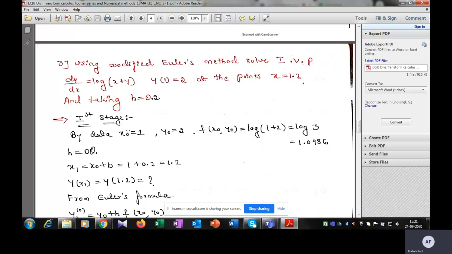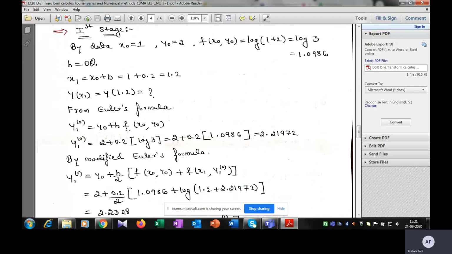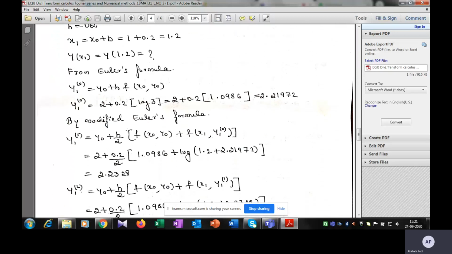Now after this one, let us use Euler's formula to calculate the initial approximation value. The initial approximation formula we already know: y1 of initial approximation equals y naught plus h into the function of x naught comma y naught. We already know the value of y naught. Above, they have given in the question that y naught is 2 and h is 0.2, and we already calculated above f of x naught comma y naught, that is log 3.